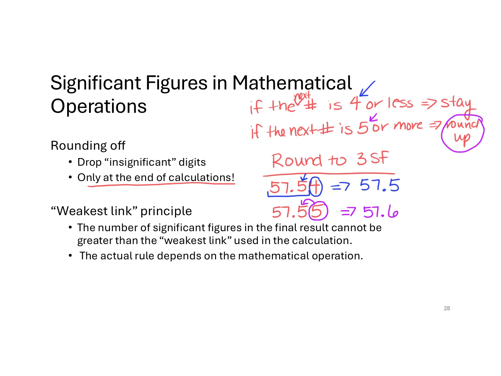Now, as I mentioned before, the number of significant figures in the final result cannot be greater than the weakest link used in the calculation. The weakest link is just the one with the least amount of significant figures or the least amount of decimal places. The actual rule depends on the mathematical operation. So let's look at multiplication and division first.